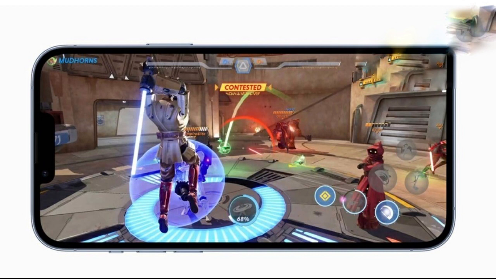A 60 Hz TV can refresh the screen 60 times per second, while 120 Hz on the iPhone 13 Pro can refresh the screen 120 times per second. The higher the refresh rate, the more times per second the screen is refreshing its pixels.